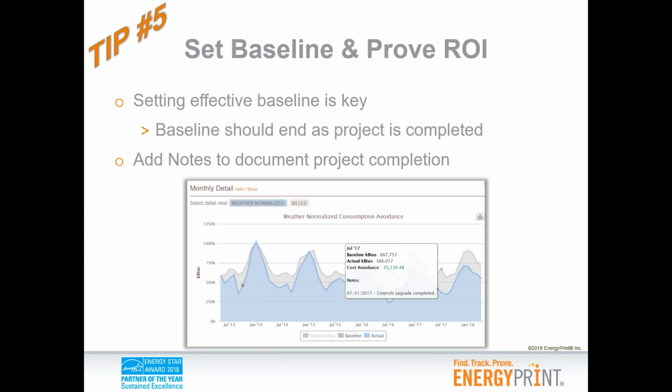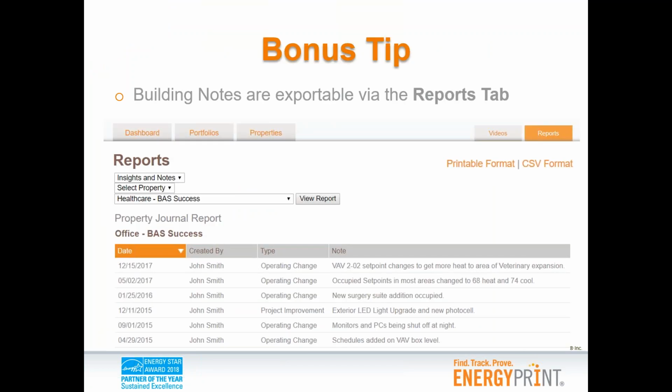Adding effective notes in this case becomes critical, as they will allow you to document the reason for the energy savings being experienced in the building. We also threw a bonus tip in there for you all around the Property Energy Journal report. Once again, all of your notes are totally viewable and completely exportable by simply navigating to the Report tab and generating the first report on the resulting list.